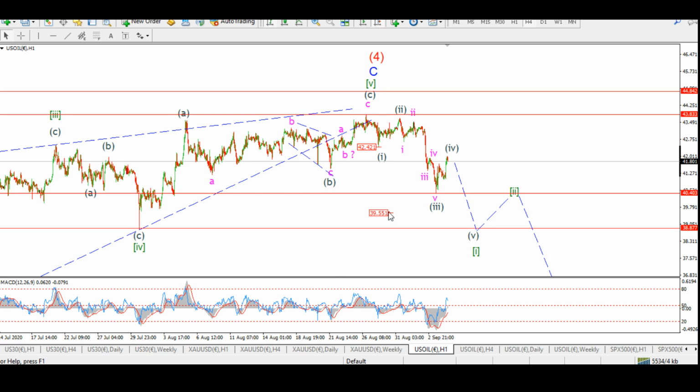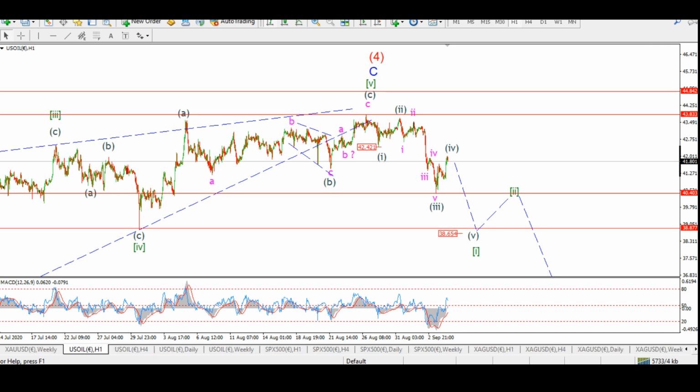So I think that level will provide the largest signal. If we break that level and we get a corrective lower high, then we are on for a large degree decline again in crude oil. But it looks like we have a couple of more days before anything like that happens. Okay.